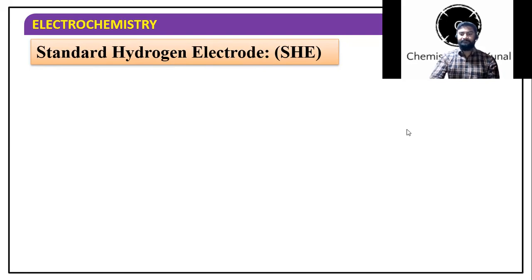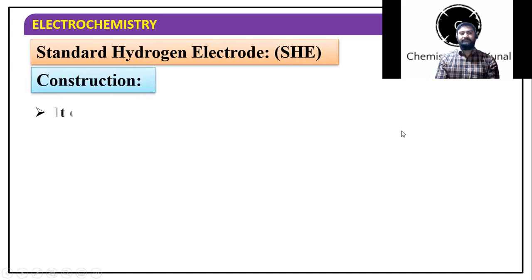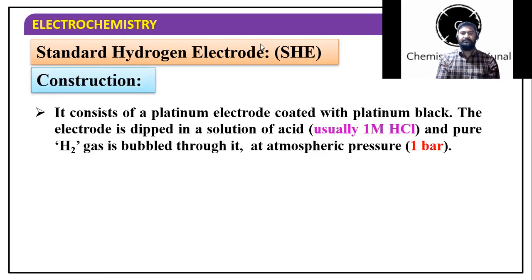Now let's see how it looks or how we define it. This is the definition of standard hydrogen electrode. So standard hydrogen electrode consists of a platinum electrode coated with platinum black. We coat it with platinum black so that it can be made inert. It is inert anyway, so we don't have to make it reactive, because H plus ion and hydrogen gas are the ones which come in contact here.